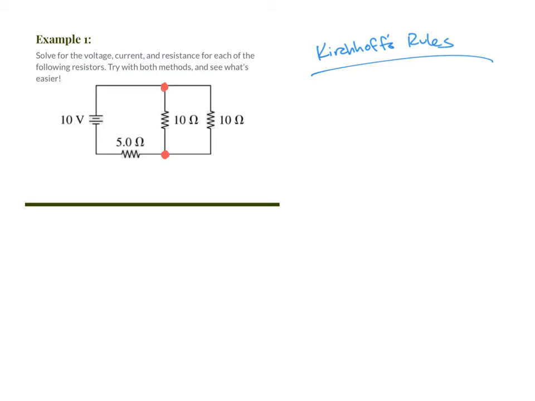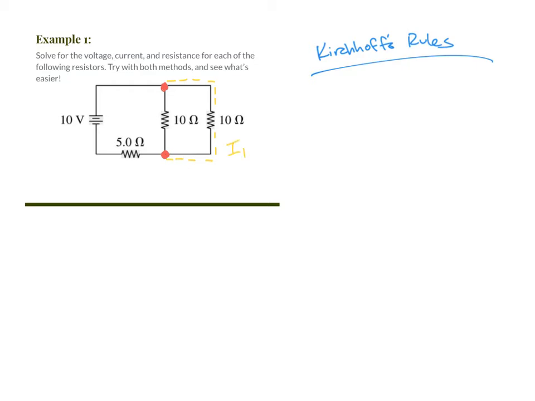I'm going to make them different colors so we can differentiate between the currents. First current I see is going to be this one going around to the right between the two things. So there's a current there. We're going to call that current I1. We don't know what it is yet.